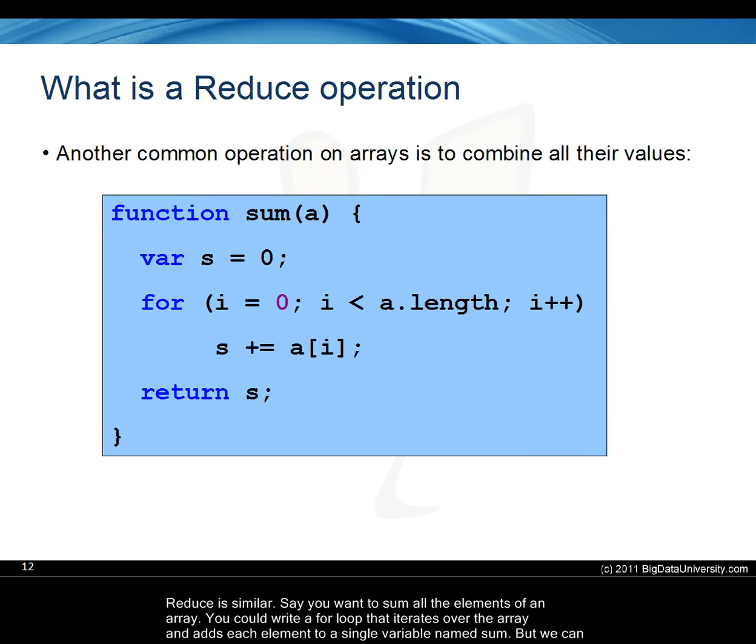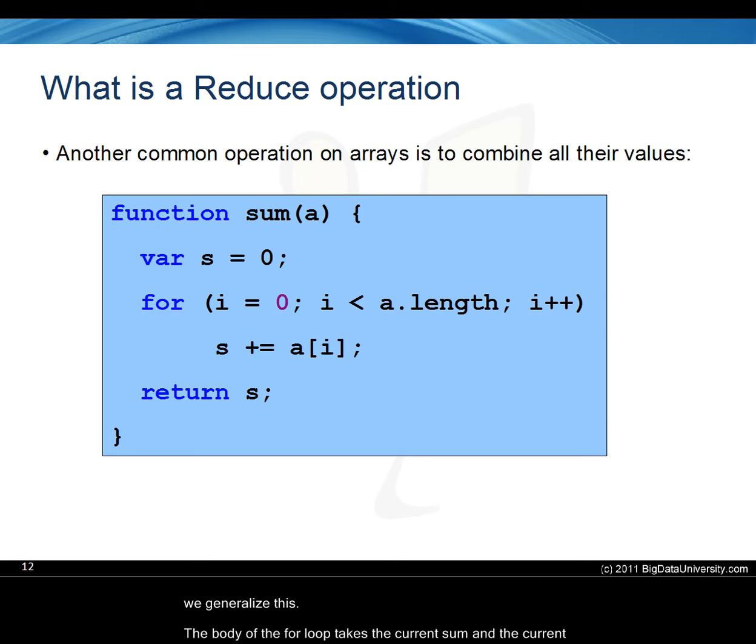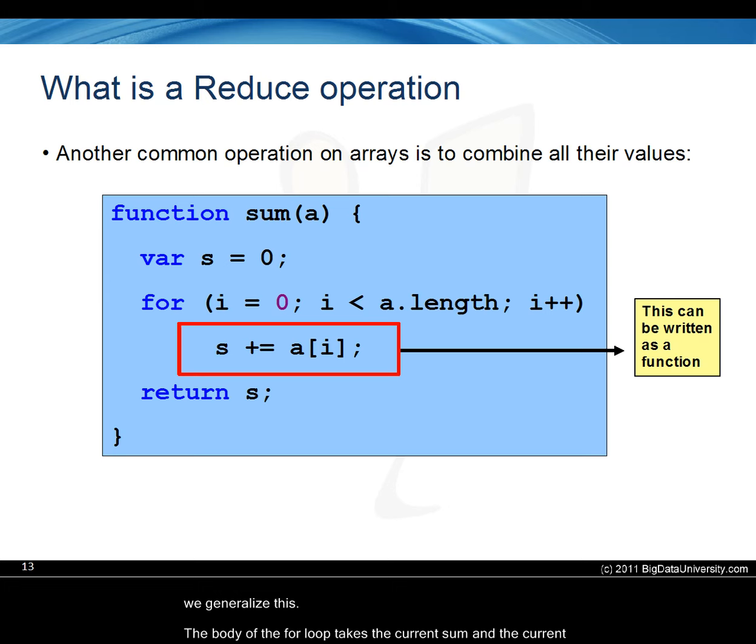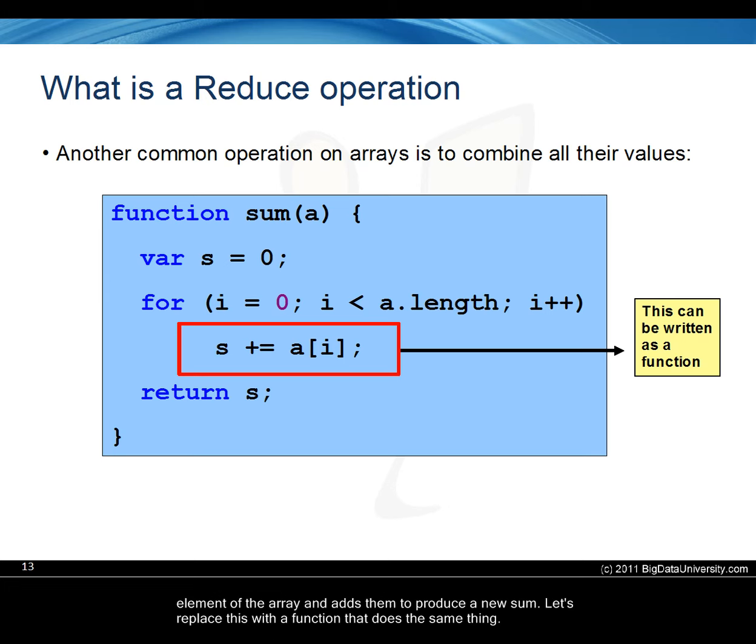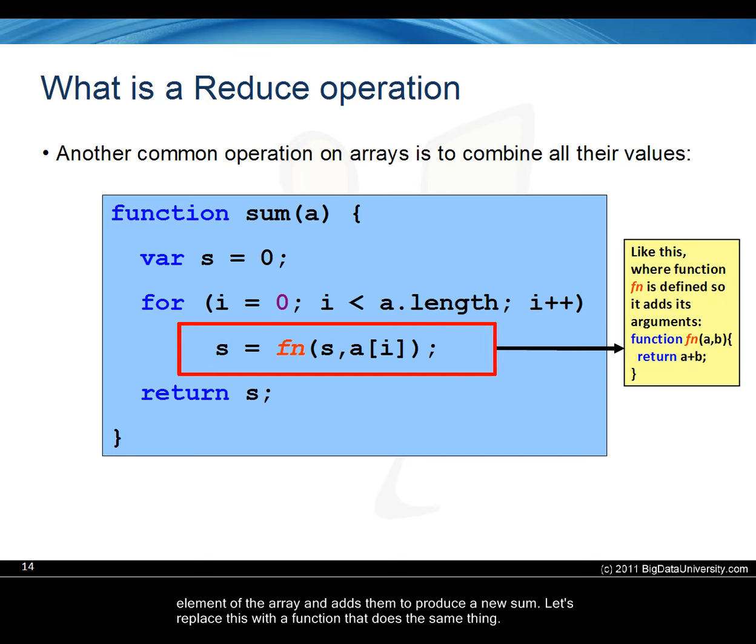Reduce is similar. Say you want to sum all the elements of an array. You could write a for loop that iterates over the array and adds each element to a single variable named sum. But we can generalize this. The body of the for loop takes the current sum and the current element of the array and adds them to produce a new sum. Let's replace this with a function that does the same thing.